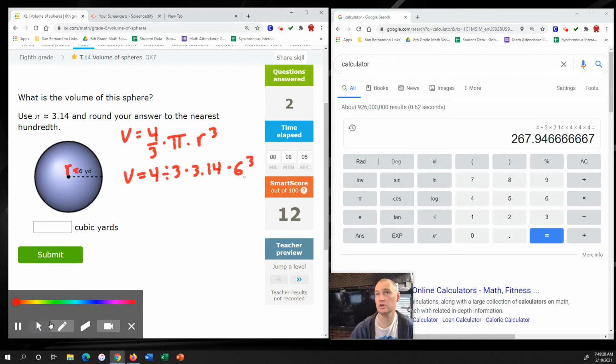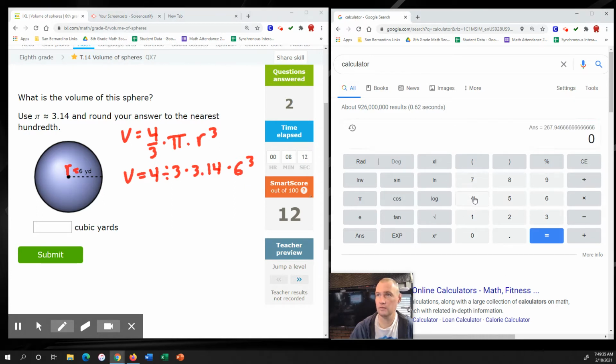Now I'm going to stop there, and I'm going to show you how to use the calculator for the exponent instead of doing 6 times 6 times 6. All right, so let's clear our calculator. We got 4 divide 3 multiply 3.14 multiply 6. We're going to use our exponent tool, x to the y, and our exponent is to the third power. So again, we just matched it similar to what we have here. And hit the equals, and what do we get? We get 904.32, which is really nice because it already got us to the nearest hundredth.